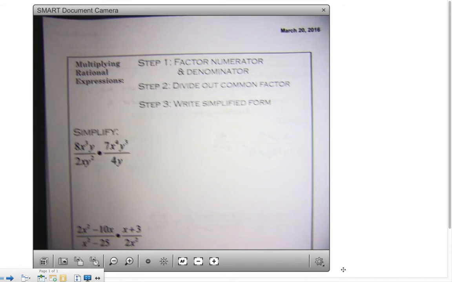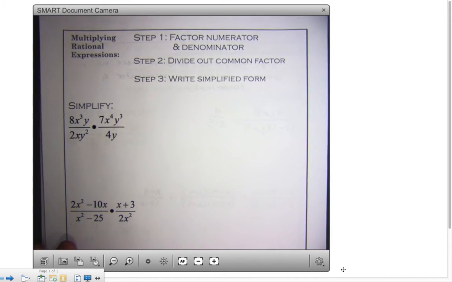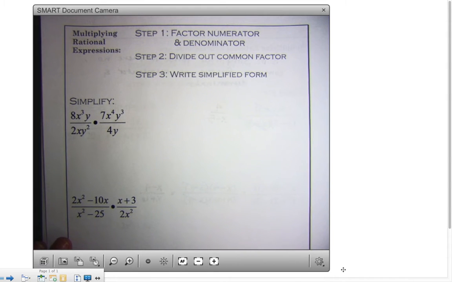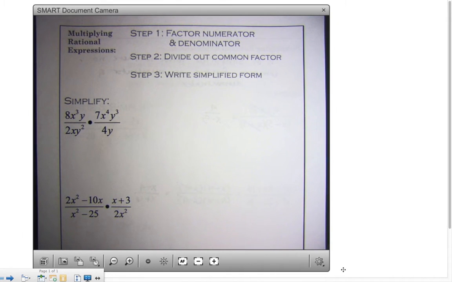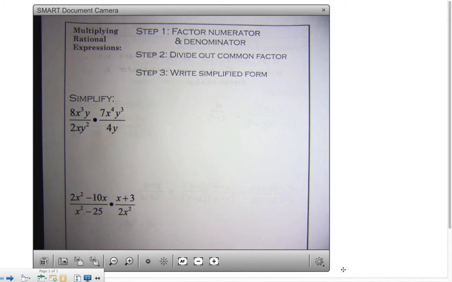All right, so I just wrote out some quick steps for you to recognize. If you look in the book, it has these same steps written for you. You're always going to factor the numerator and denominator, divide out common factors, and write it in simplified form. Now, in these cases, we're multiplying. In the last 3 examples, all I was doing was simplifying.